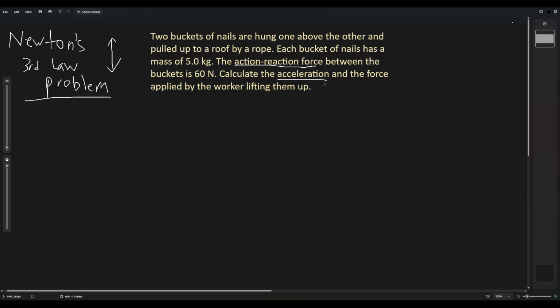Alright, so today I want to talk about Newton's third law problem, and that involves action-reaction forces. You're also gonna have to calculate some stuff like acceleration and the force applied. So you're gonna definitely have to use a net force equation. Net force equals ma.